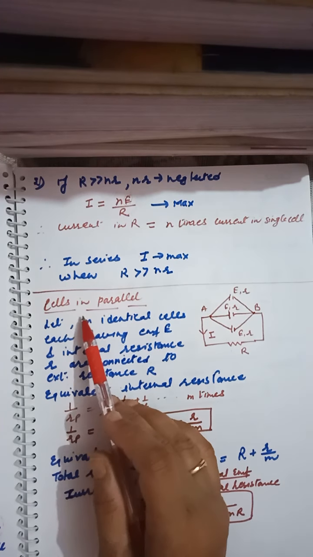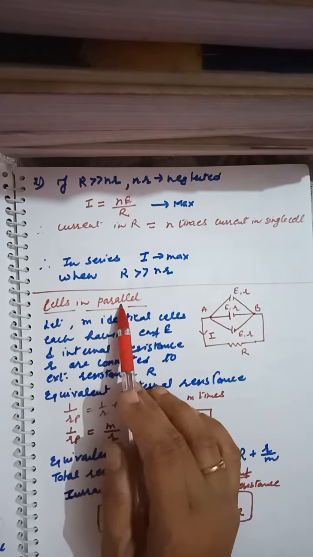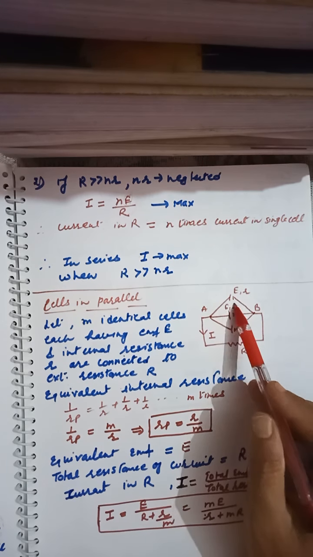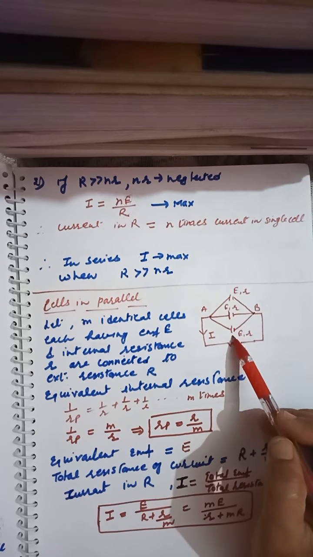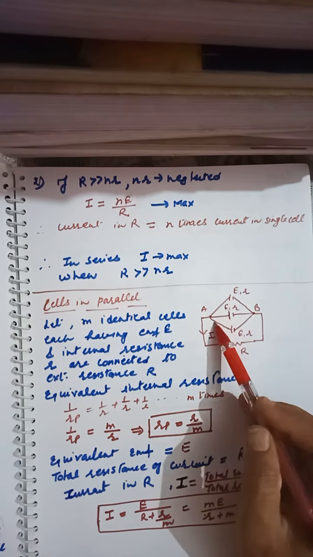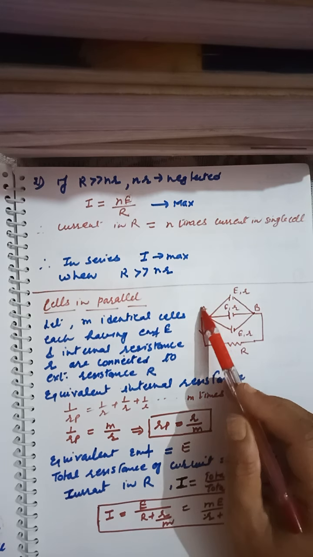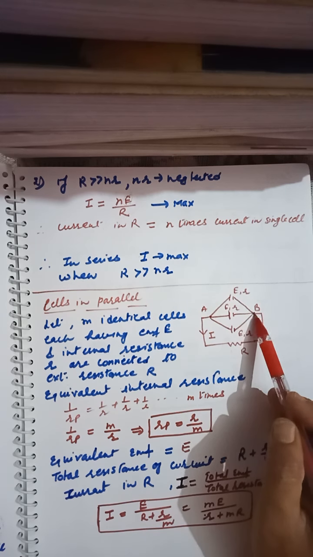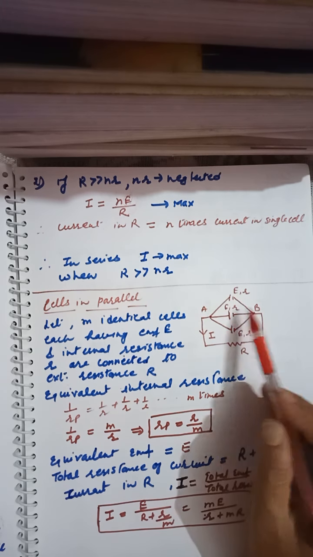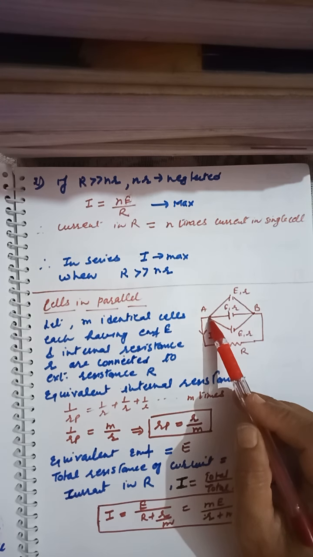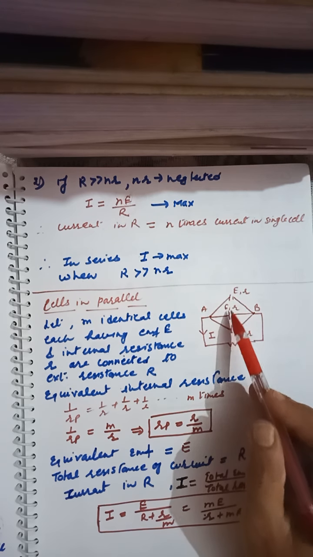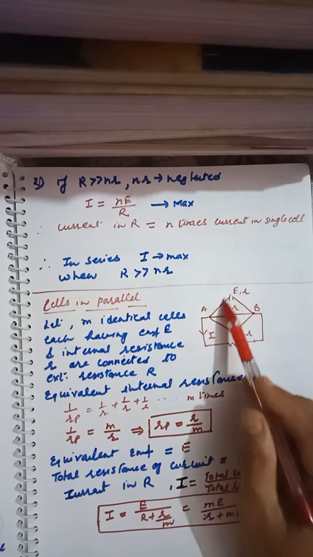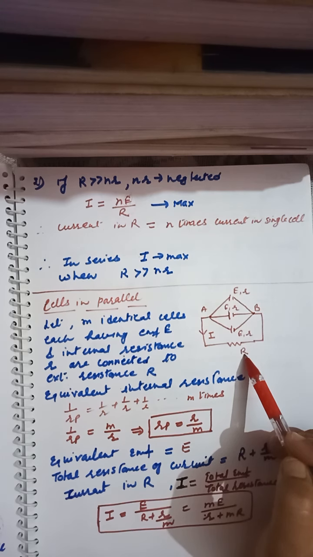Now this is the second concept, that is the cell in parallel combination. So these are the same cell, but these are connected in the parallel combination. How? One terminal of each cell is connected to one single point, that is A, and the negative electrode of the cells are connected to the other single point, that is B. So all the cells are connected between the points A and B, having same EMF capital E and internal resistance small r, and this combination is connected to the external resistance capital R.